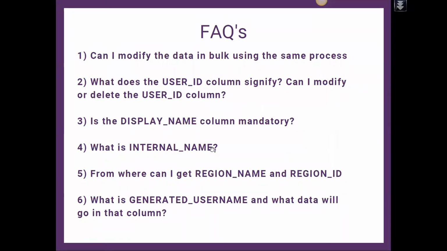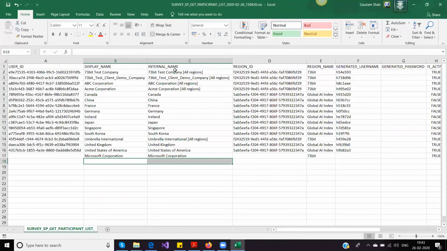So what is the internal name? Internal name is like, when you actually start filling the survey, the system internally uses the display name for various purposes, whether it is manager or whether it is within the survey. So it's an internal name that is used by Probench internally. So it's always suggested to have an internal name along with the display name.